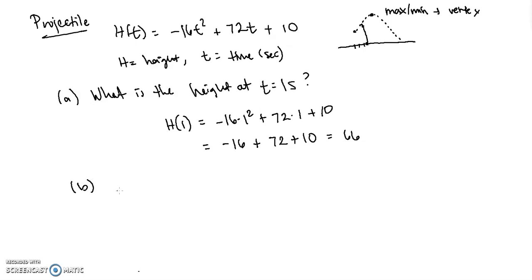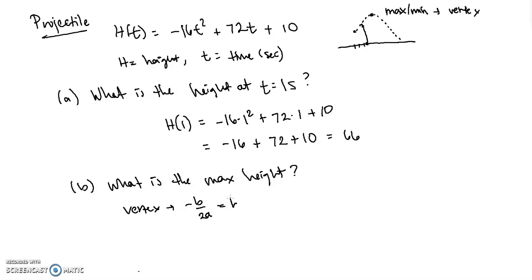Part B, what is the maximum height? Okay, so maximum, minimum, you think vertex. And if we want to find the vertex, we're not in vertex form here, so we're going to need negative b over 2a. And that's little h, not big H height. That's little h of the vertex.